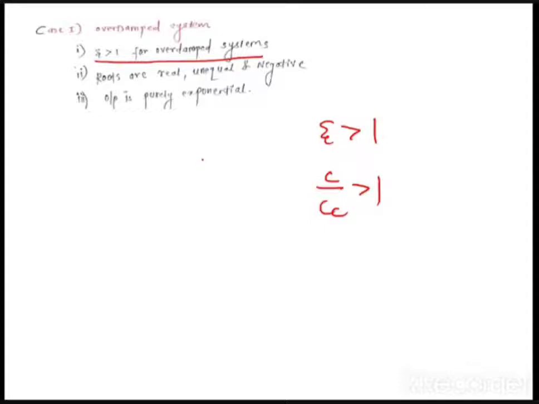I have already explained in the last lecture that the nature of the system, whether it is exponential or oscillatory, depends upon the nature of the roots. So first of all, we will understand the nature of the roots. The roots are real, unequal, and negative. After derivation, we will be deriving the roots for the overdamped system, and I will get these roots real, unequal, and negative. But initially I am just telling you what type of nature we will get.